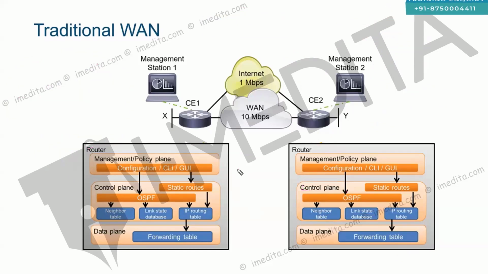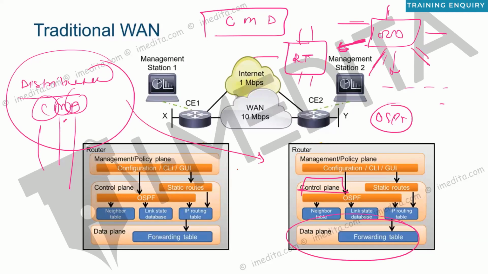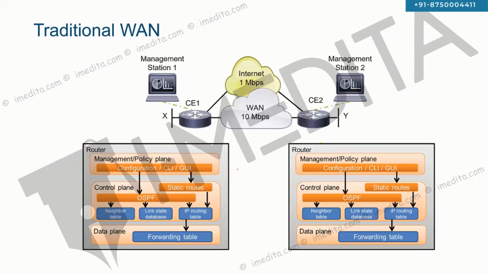We have a distributed control plane, data plane, and management plane in the traditional WAN, and that is why we need to do device management of all the devices one by one. That is why we need to configure the protocols on all the devices one by one. That is why we need to make sure that every router has, for example, maintained the routing table so that they can decide how to forward the data.